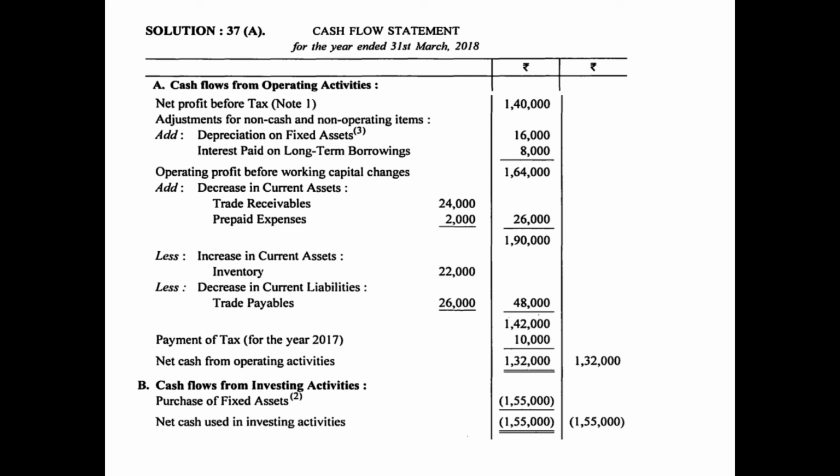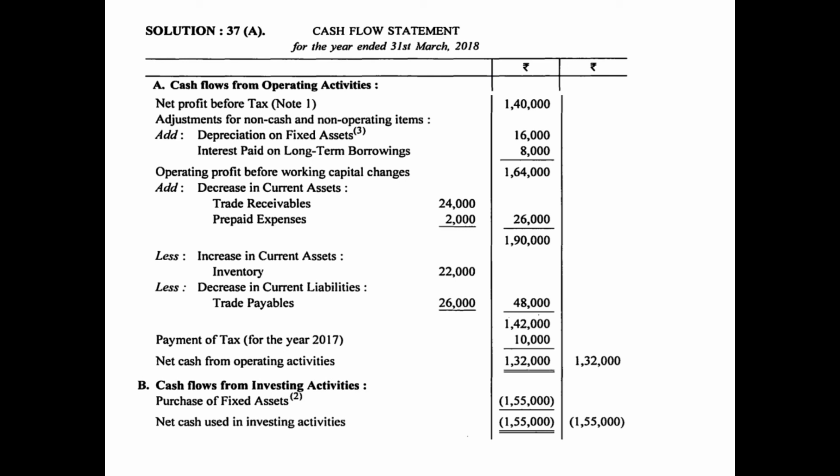Now step 1 is done. Step 2 is the adjustment for non-cash and non-operating items. In this we are adding back the depreciation on fixed assets, which we have calculated from the accumulated depreciation account, 16,000. We have also added back interest paid on long-term borrowings, which was given in the additional information. We are adding it back because it will be deducted under the financing activities, 8,000.